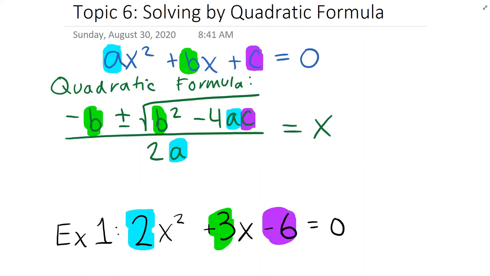Hey, this is Miss Clark with Topic 6 of the Algebra Review Unit. This is solving by quadratic formula.